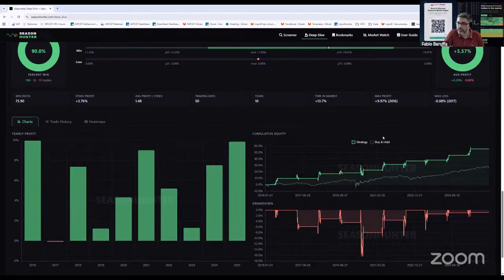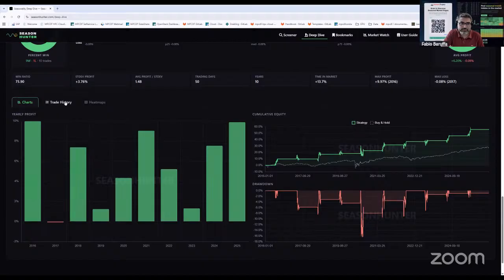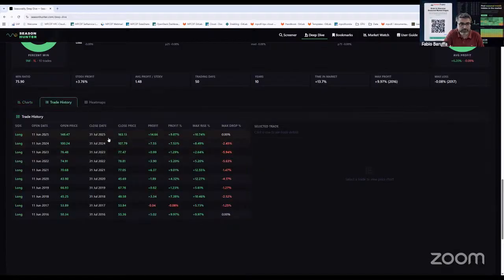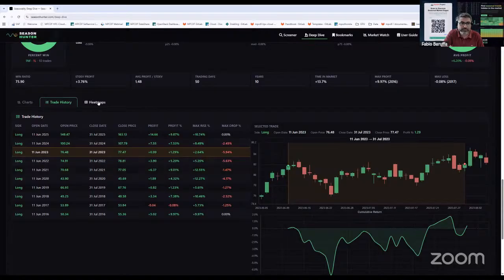Then you have the cumulative equity, the drawdowns, and a comparison with buy and hold. Actually, this is scaled on the time frame, because usually if you do this strategy, you are only 13% of the time on the market. Then we have different tabs that show more information, like the trade history that we have seen also in the screener. You can go trade by trade, and the heat map.